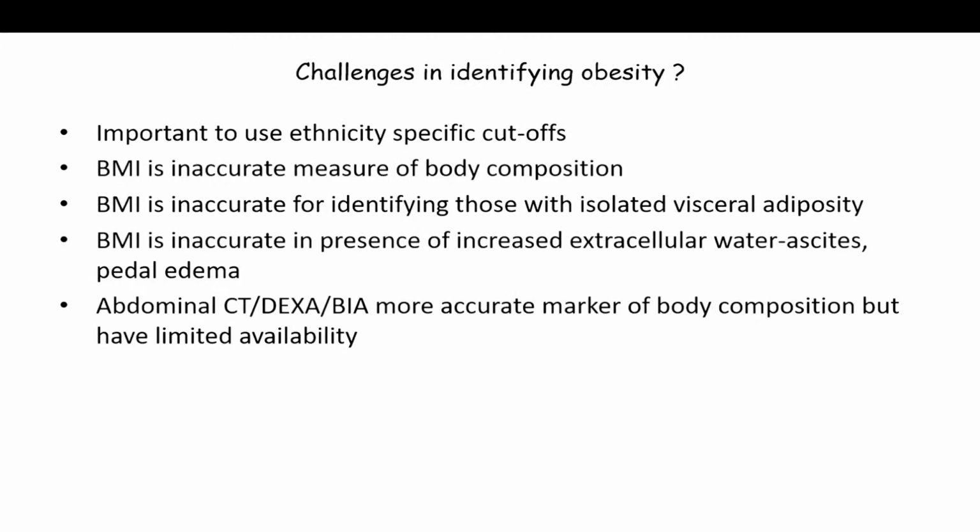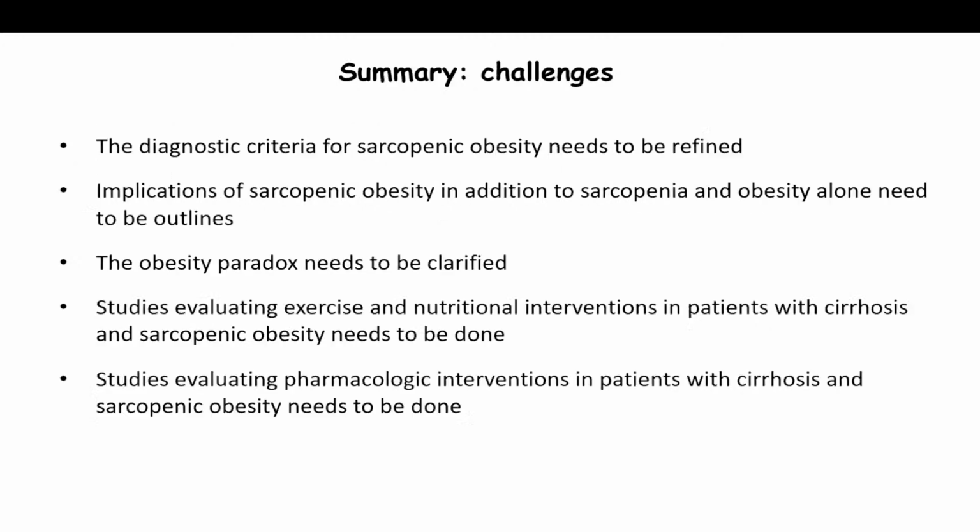In identifying obesity, it is important to use ethnic-specific cutoffs. BMI is inaccurate for body composition. BMI is inaccurate for identifying those with isolated visceral adiposity, and it is inaccurate in the presence of increasing extracellular water, like ascites and edema. Abdominal CT, DEXA, and BIA are more accurate markers of body composition, but have limited availability.